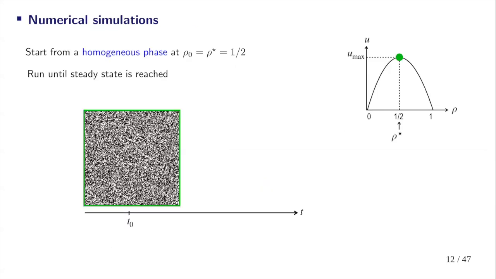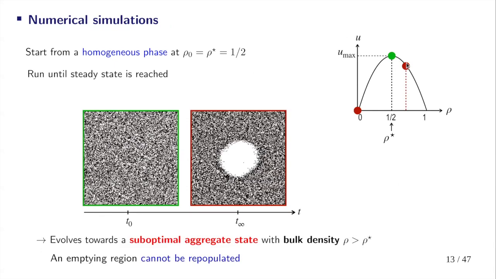Okay, so what is the phenomenology of the system? You start from a homogeneous phase at exactly this target density. So you say, everyone is very happy, and you run the dynamics. The utility of everyone is maximized. And it turns out that you fall into a suboptimal configuration.